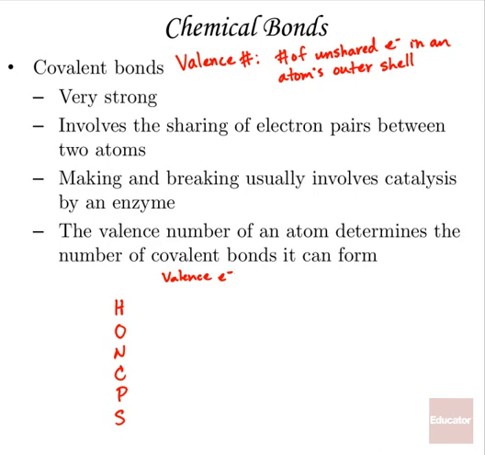So hydrogen has 1 valence electron. Oxygen has 6, nitrogen has 5, carbon 4, phosphorus 5, and sulfur 6. So, I said that the valence number of an atom determines the number of covalent bonds it can form. Well, how is that true? Let's show you.